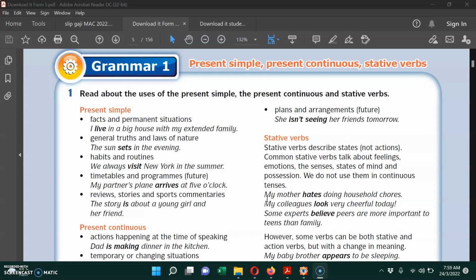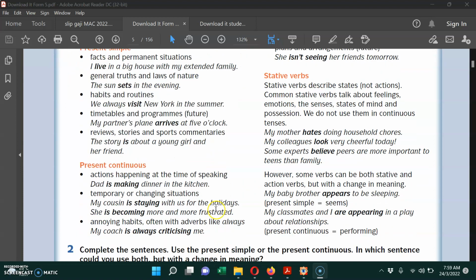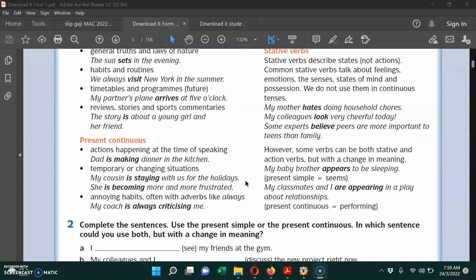Okay, next one, present continuous tense. Okay, we use present continuous tense to describe actions that are happening at the time of speaking. Kita menggunakan present continuous tense untuk menerangkan peristiwa yang sedang berlaku pada masa kita bercakap. For example, Dad is making dinner in the kitchen. My mother is sweeping the floor.